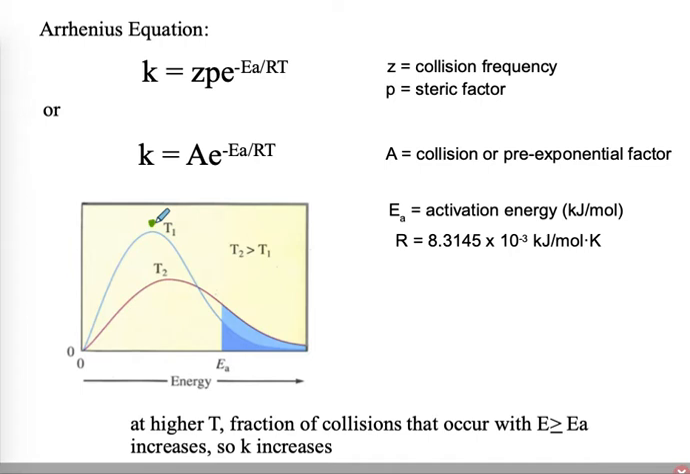And that kind of makes sense because at a higher temperature, the particles are moving with greater kinetic energy, so they'll collide with greater energy. And now if you look at the area underneath the curve, you'll see that it's increased. So at higher temperature, the fraction of collisions that occur with a kinetic energy greater than or equal to the activation energy increases, therefore the rate constant increases. So that explains why rate constants increase with temperature.